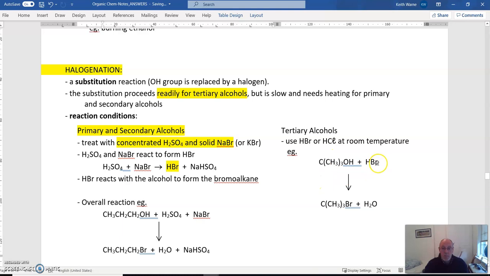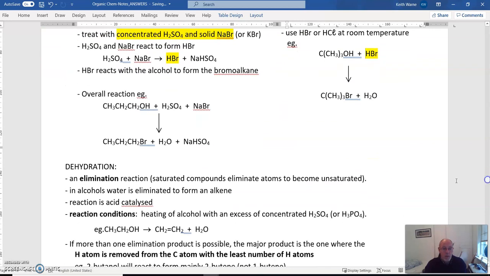With the tertiary alcohol, like I said, you can just react it straight with the HBr. You don't need the high temperature, you don't need the concentrated sulfuric acid, and you don't need the heating. Right, it'll just do it at room temperature, and then again you get your tertiary haloalkane formed. So that was the first one. The second one we said was dehydration, and it's all here, elimination reaction, because remember you're just removing water. Water is eliminated, and the reaction is acid catalyzed.